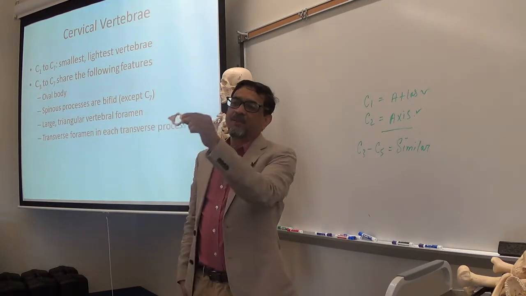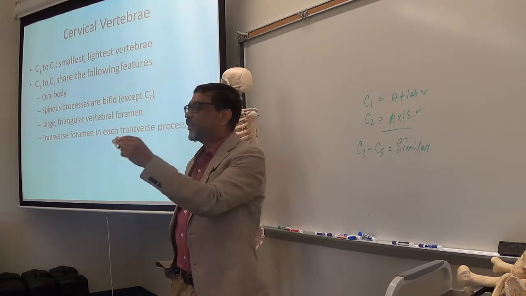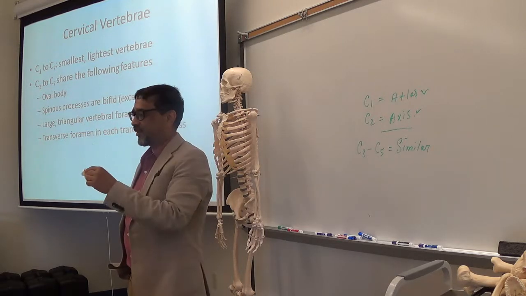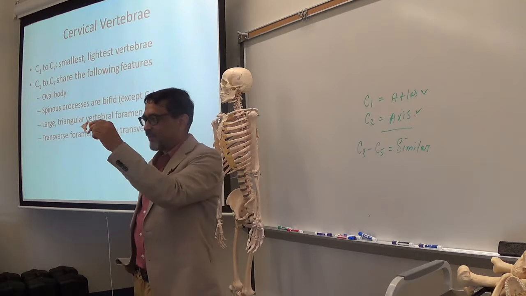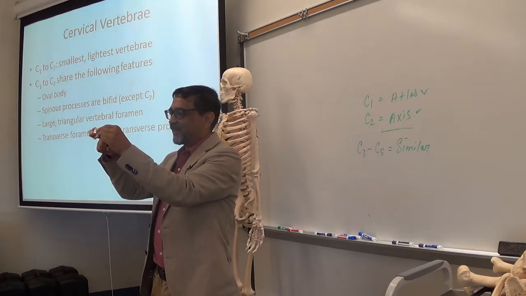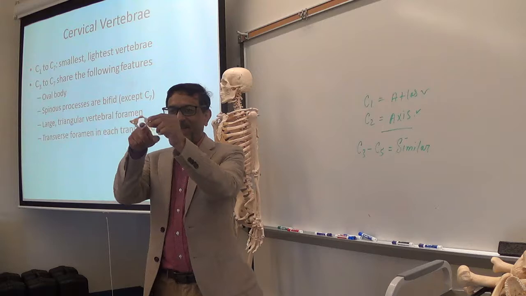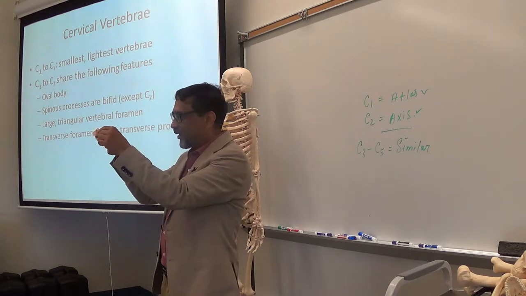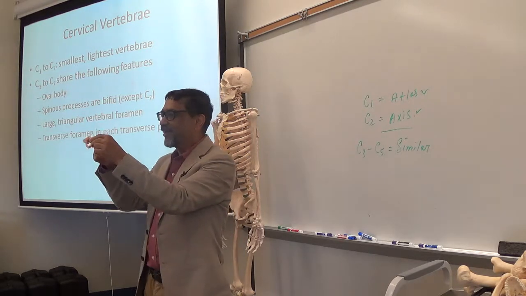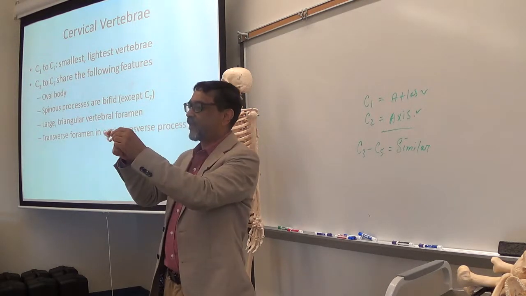This is the only vertebra which doesn't have a body. Body is missing. You see, there is no body. Since the body is missing here, this vertebral foramen is very big, right? Because no body here. So vertebral foramen is what? Big. Yeah. No body, large vertebral foramen.